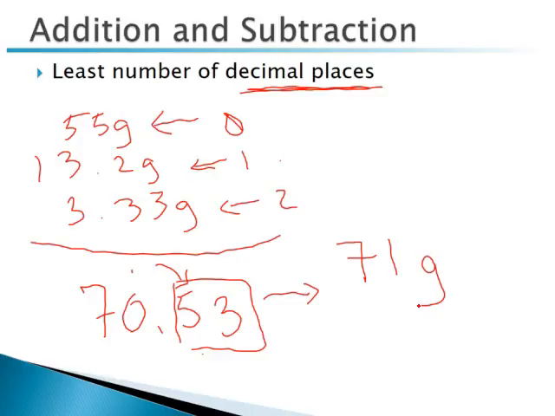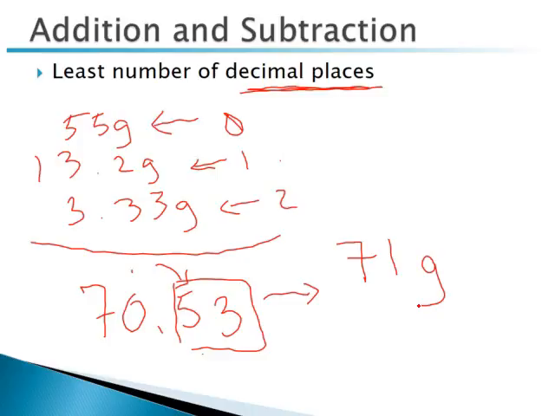Okay? So key things to remember when rounding: if it's a multiplication or division question, it is significant digits that you're going to round with, least number. If it's addition or subtraction, it's just decimal places, least number of decimal places in your final answer.